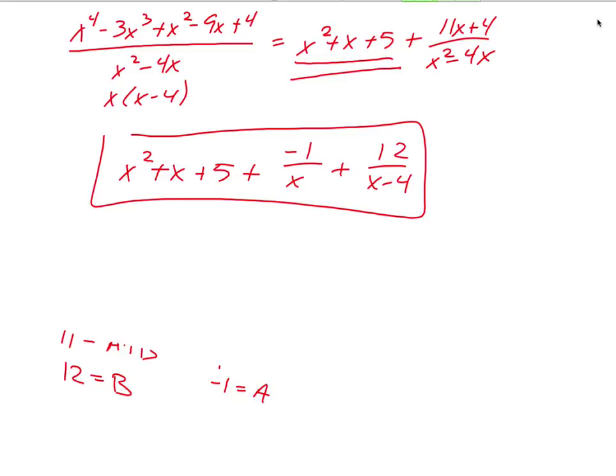So on this one, the only difference between this one and the first 2 is I had to divide first, and then we worked the remainder just like we did in the first 2. So that's finding partial fraction decompositions of rational expressions.